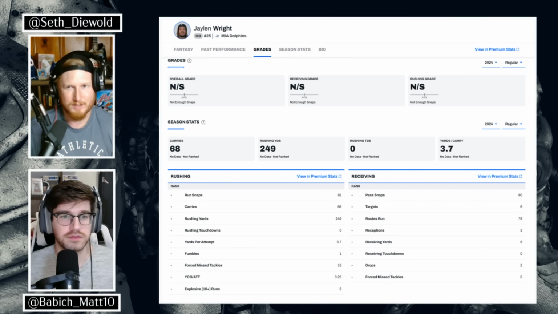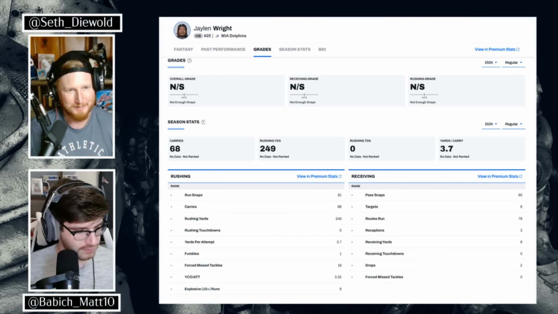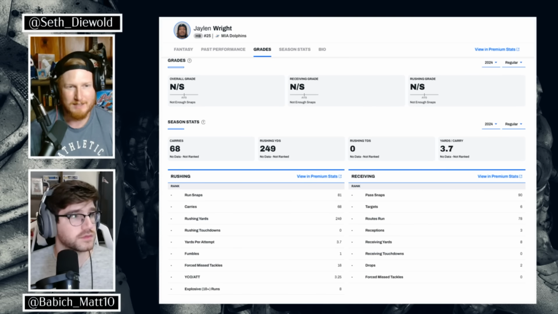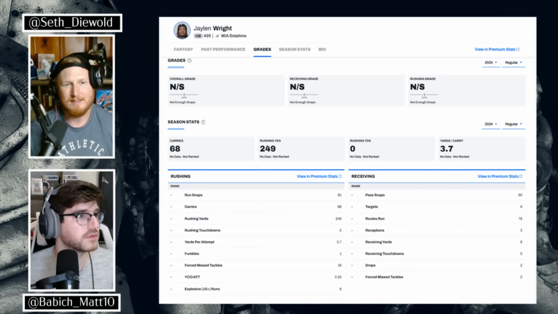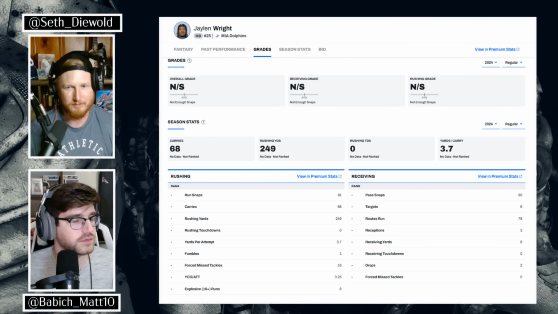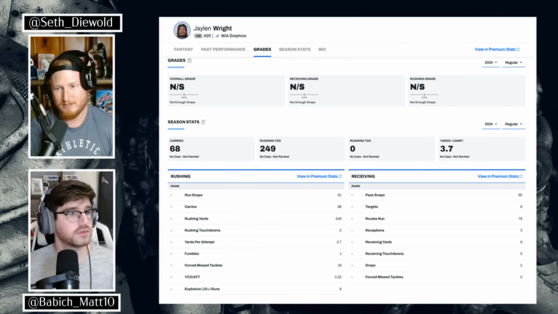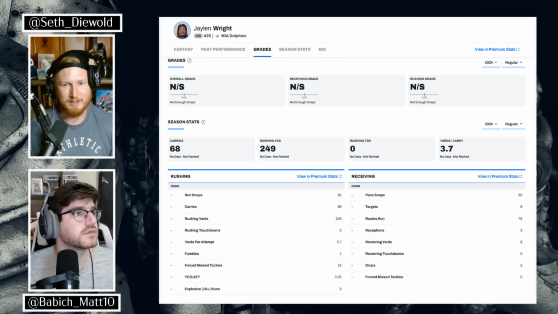I mean, all you have to do is go to the PlayerProfiler player page and just look at his measurables and his burst and his speed. On paper, Jaylen Wright at 5'11", 210 pounds, runs a 4.38 40, should be everything that Mike McDaniel wants in a running back, and would be the player with the juice that could take over that Devon Achane role or fill in as best he possibly could for Devon Achane in his absence. And this is a player that's still just 22 years old.